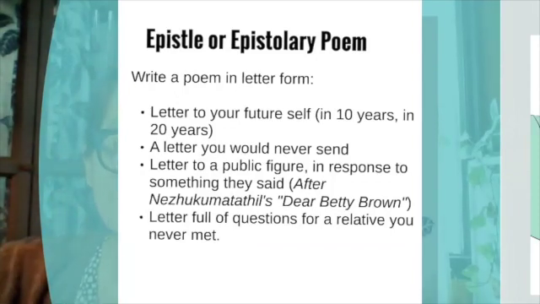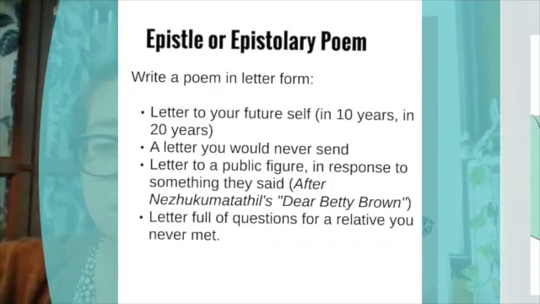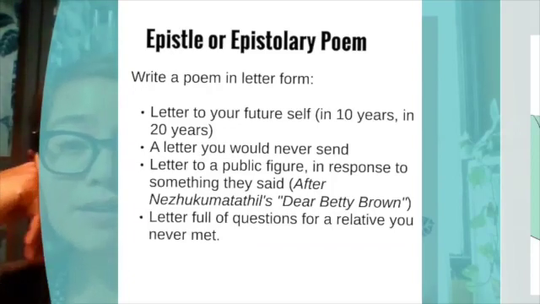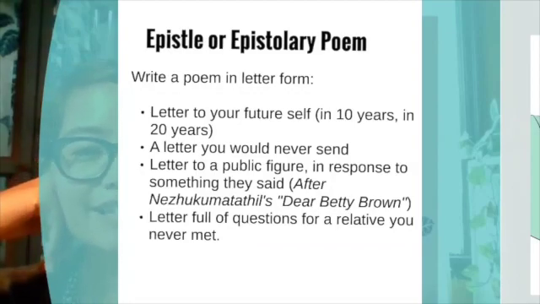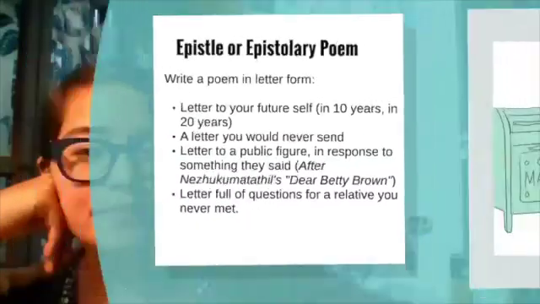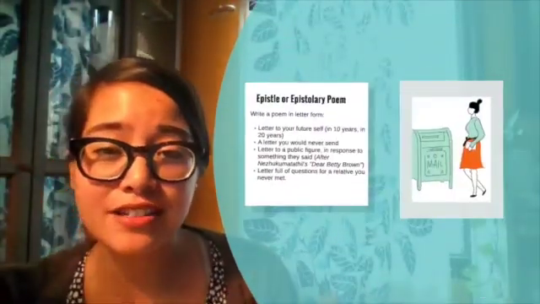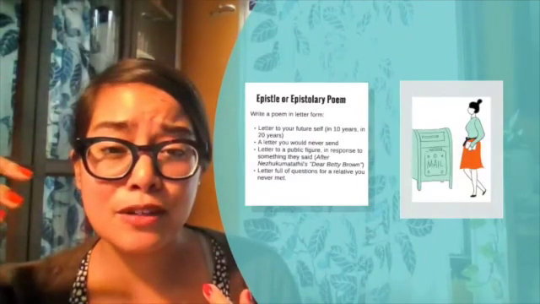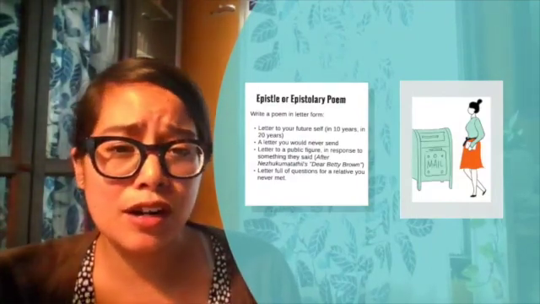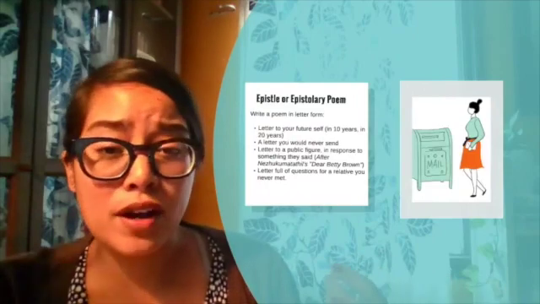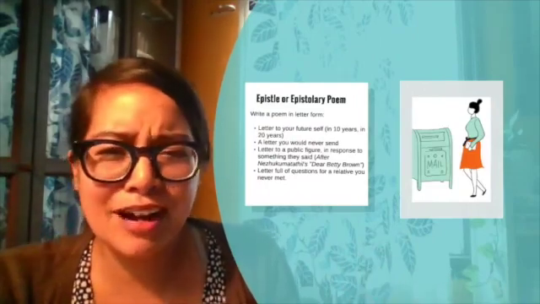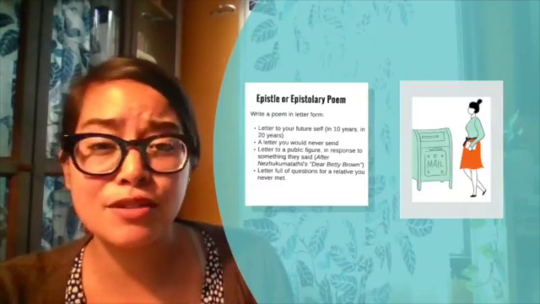And then the fourth option would be a letter full of questions for a relative you never met. So there might be a grandparent or an aunt or a relative who you never got to meet, but you've heard a lot about. So this last prompt is asking you to write a letter to that person, and those questions can be about maybe your parents' childhood, the way that they met their partner or spouse, or what school was like for them, what kind of food did they eat, what was their favorite game growing up, what was their childhood like.